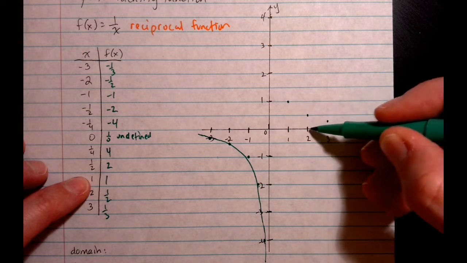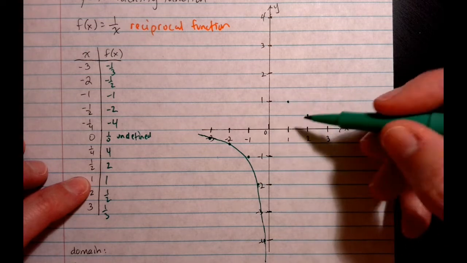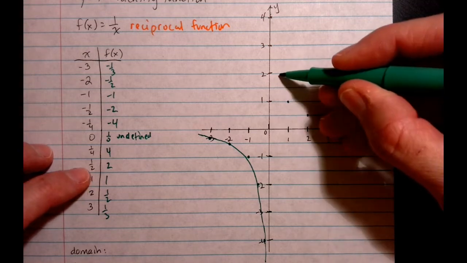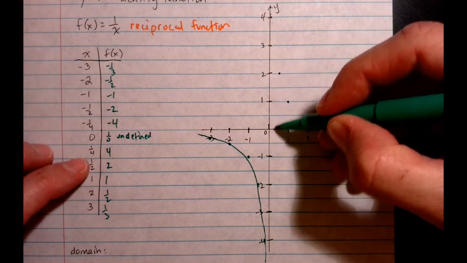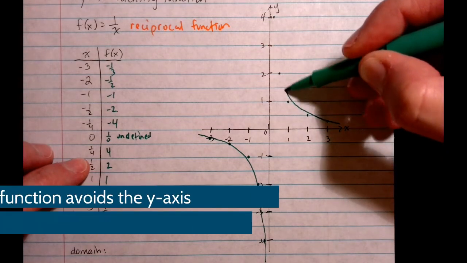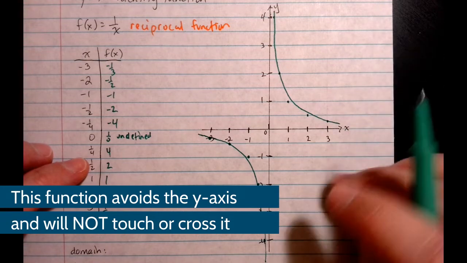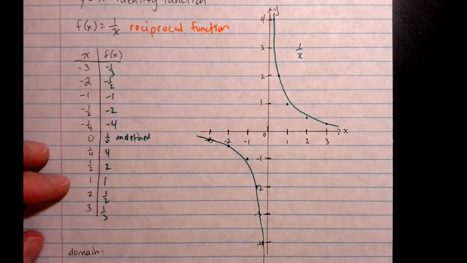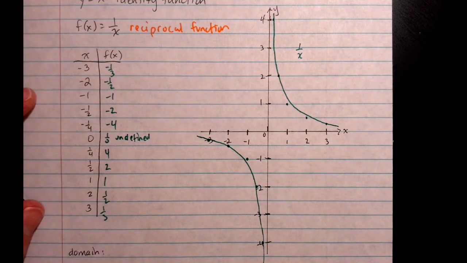Notice as I'm getting closer to 0 from the right side, the positive side, it's getting larger. If I do 1/2, it's actually 2. If I do 1/4, it's all the way up here at 4. And again, it's avoiding the y-axis. This is our rational function, known as the reciprocal function. It will avoid the y-axis at all costs. It will never touch the y-axis without transformations. This is our new parent function of our rational function family.